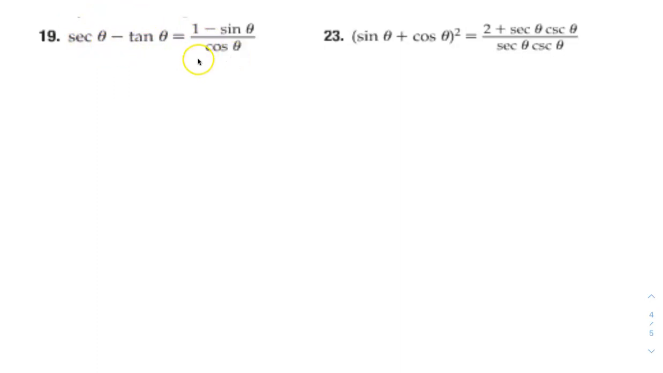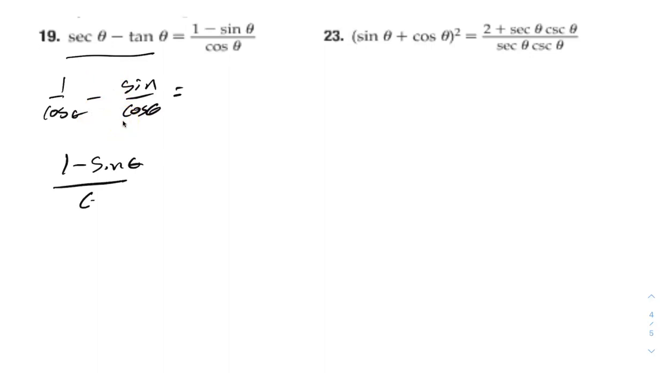Actually, in this case, I'm gonna do it both ways. In this case, separating is actually way easier, but I'm gonna do both ways just to show you. I'll combine these two first. So I'm gonna rewrite it: 1 over cosine minus sine over cosine. Hey, they both have cosine on the bottom, so you just combine it: 1 minus sine theta over cosine theta. And they work. So you can do it that way.